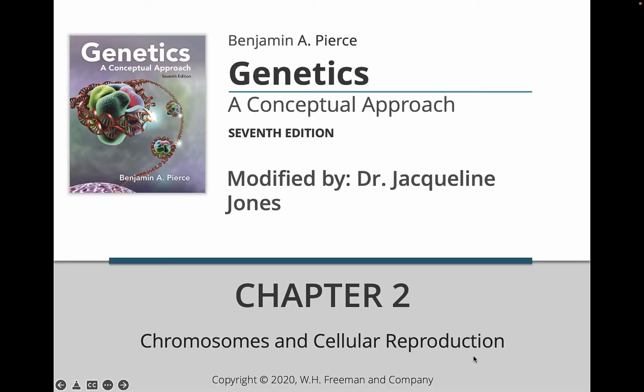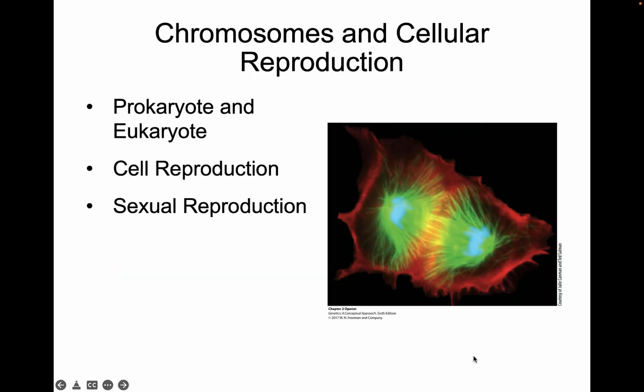All right, so this chapter is talking about chromosomes and cellular reproduction. So we're going to go into chapter 2 in the genetics conceptual approach. In order for me to really help you understand or grasp the concepts of chromosomes and cellular reproduction, there's a couple things that we have to talk about, which should hopefully lay the foundation for those concepts.